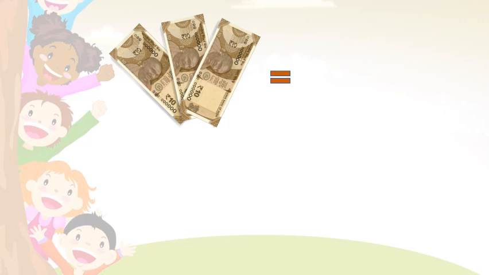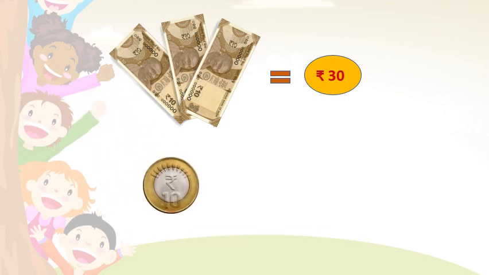That is 10 plus 10 plus 10 is rupees 30. Not to tell only 30. You have to tell rupees 30. Okay. Next one again. Here 10 rupees coin is there.